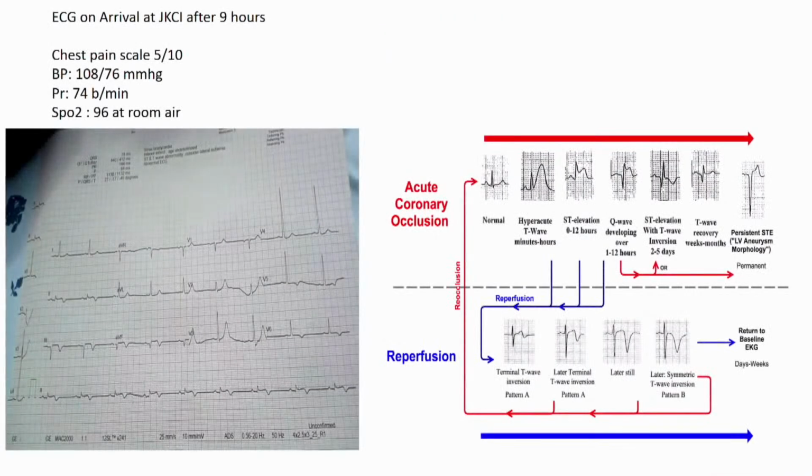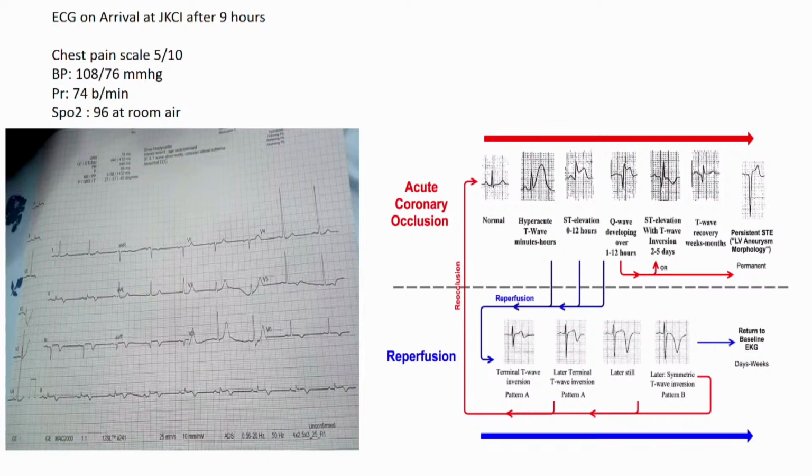So, back to the ECG of the patient. Now, if you see in this ECG, this patient arrived at JKCI after 9 hours, and what you see is a tall tented T wave in the anterior leads, and a Q wave developed in the inferior leads. Now when a Q wave develops, it means that there is already an ischemic process. Sometimes a Q wave also develops when there is partial ischemia, and this recovers after some time, because this patient was already given a thrombolytic.